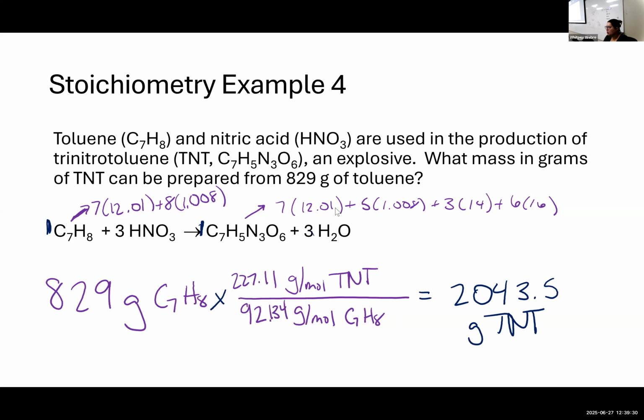Does anyone want me to show option 2? You're on option 2? Okay. So option 2, 829 grams of C7H8 times, and then what I have to do is take the molecular weight and flip it upside down because I want grams on the bottom. So 1 mole.